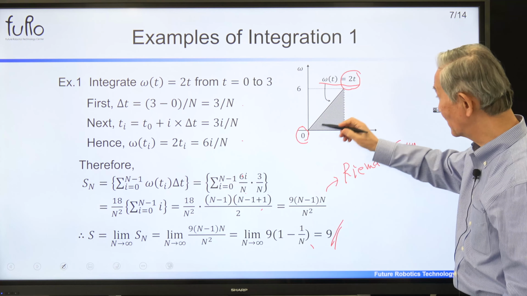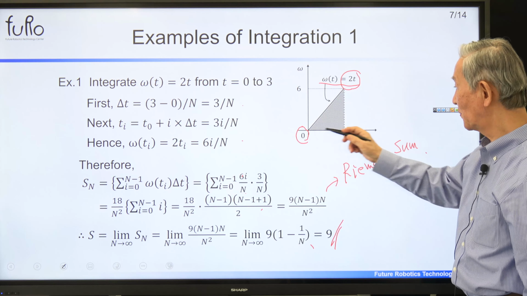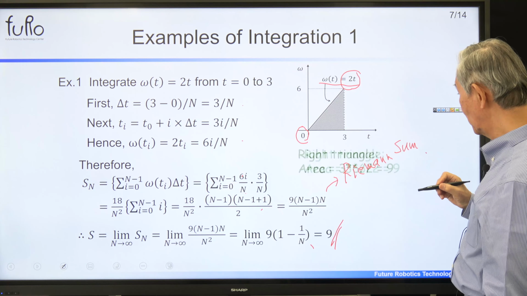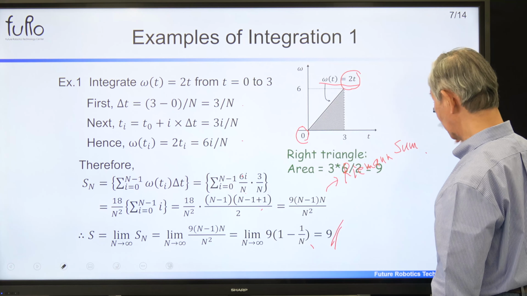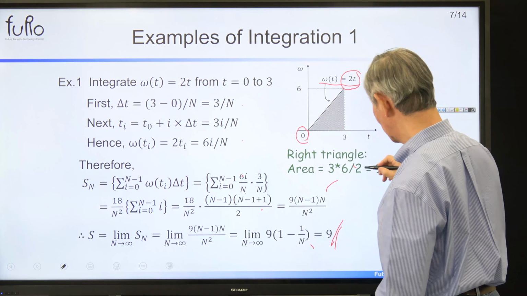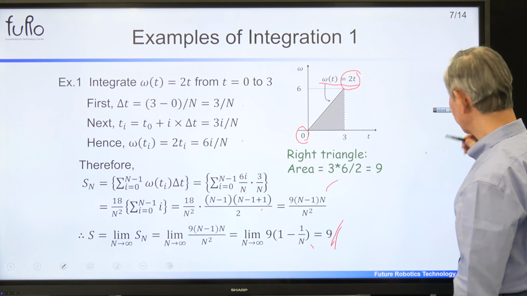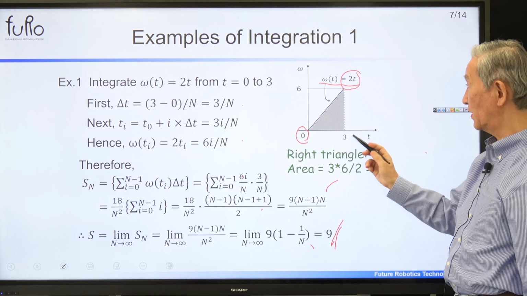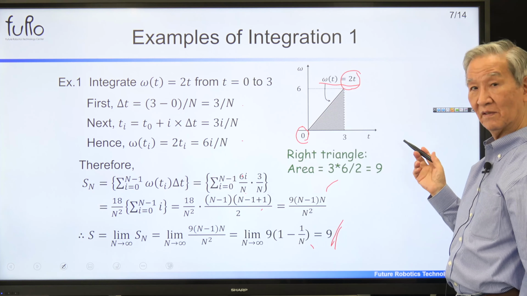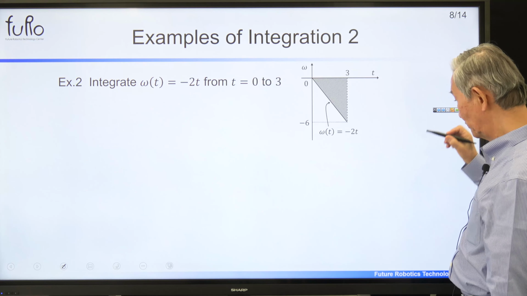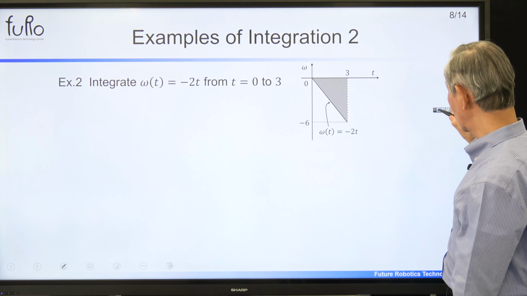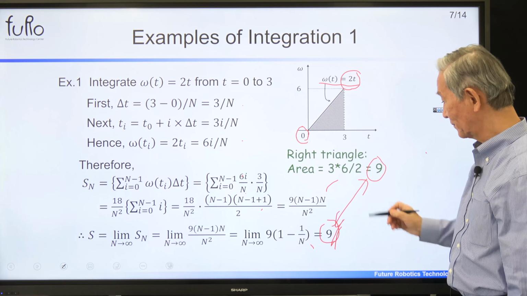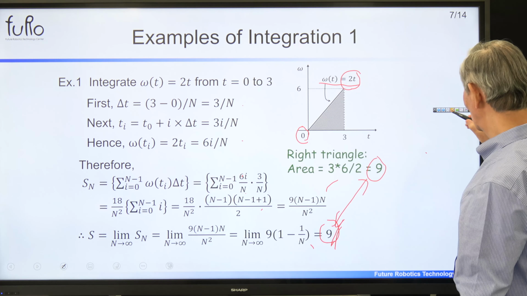All right, so let's take a look at this area. 3, 6. This is a right triangle. So therefore, right triangle, once again, let me just get rid of this. Okay. So this is the right triangle. Area is equal to the width times height divided by 2. That's 9. So those two were equal to each other. Okay, 9 and 9. No problem.